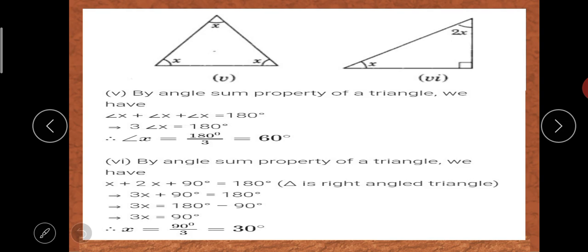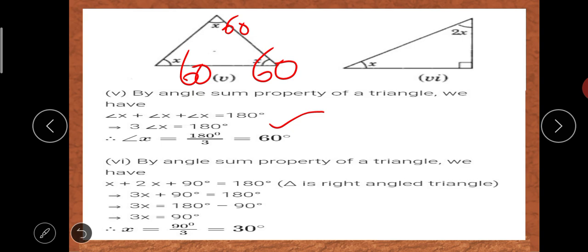So when we add, we will get what? 3x. 3x equals 180. So the value of x will be 180 upon 3. So we will get what? 60. So each value of x will be 60. So here also it is 60, 60 and 60. So when we add this, we will get 60 plus 60 plus 60 equals 180. So which type of triangle is it? It is an equilateral triangle.